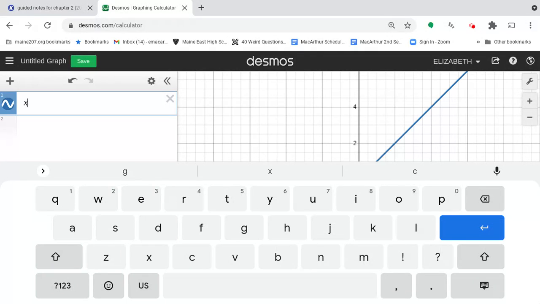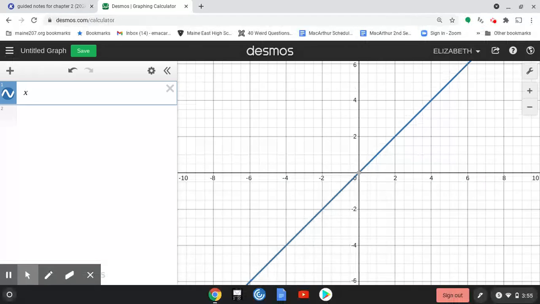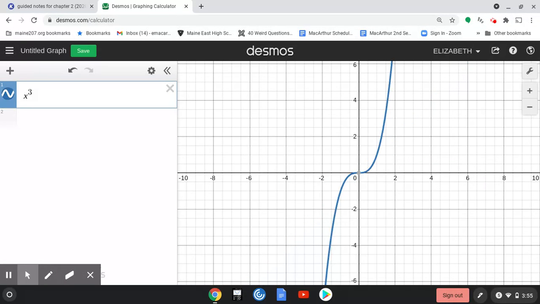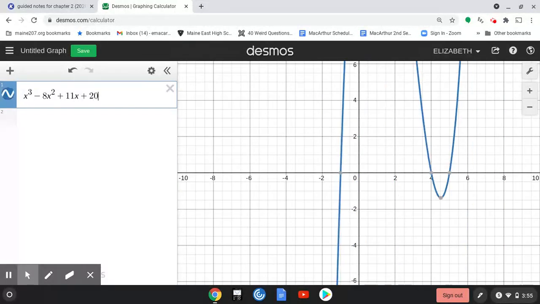X. This is hard to do with this. Pardon me, guys. X to the third power. I'm going to just use my actual keyboard. Minus 8x to the second plus 11x plus 20.